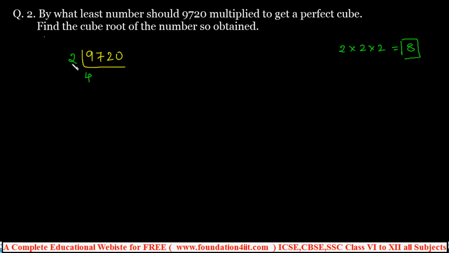17, you check in 2 table. 2 8s are 16, one number must be less, and 1 carry for this, and 1 into 12. 2 6s are 12, next 2 zeros are 0. That means 2 into 4860. 2 into 4860 is 9720. 9720 will come. You can do the verification also in that way.